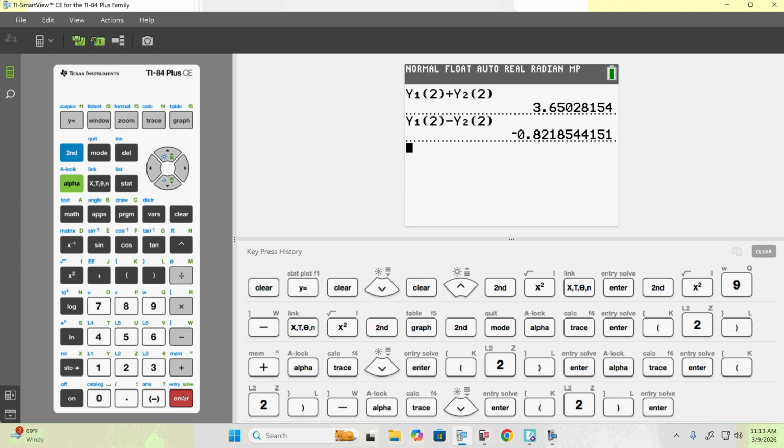So, parentheses, 2, close parentheses, minus alpha trace y2, and then parentheses 2, close parentheses. Enter. So negative 0.82.